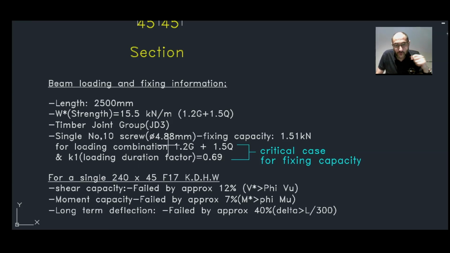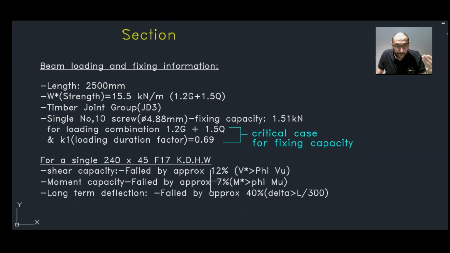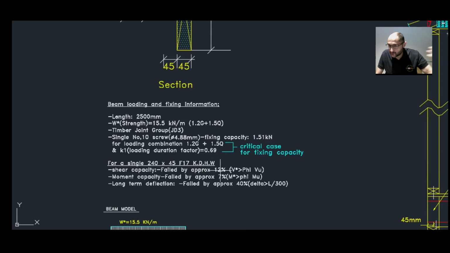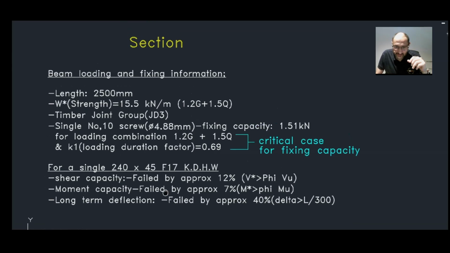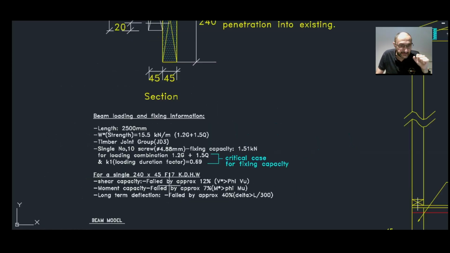For a single 240 by 45 F17, the vertical shear force failed by approximately 12%. Okay, V star was greater than phi V u. The moment capacity failed by about 7%. The long-term deflection, which is the most critical case here, failed by about 40%. Maybe it's a little bit less than that, but it's about 40%.